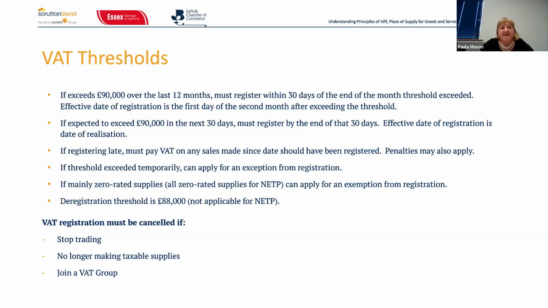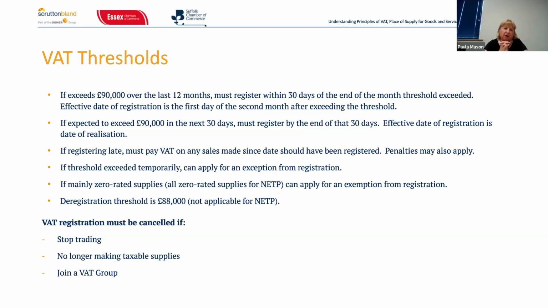So if your business does exceed the VAT threshold of £90,000 over the last 12 months on a rolling basis, you must register with HMRC within 30 days of the end of the month the threshold exceeded. The effective date of registration is the first date of the day of the second month after exceeding the threshold.